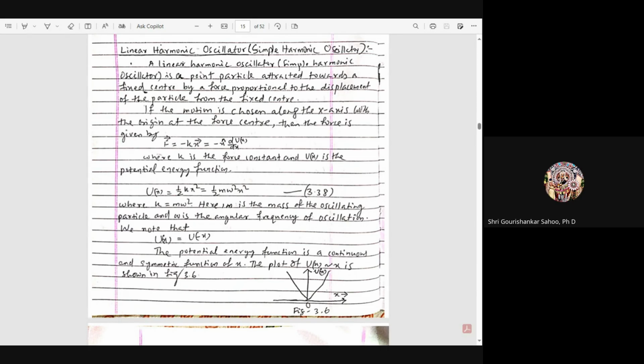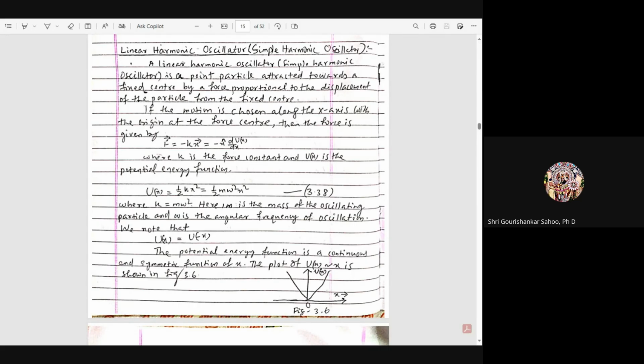A linear harmonic oscillator or simple harmonic oscillator is a point particle attracted towards a fixed center by a force proportional to the displacement of the particle from the fixed center. If the motion is chosen along the x-axis, one-dimensional, with the origin at the force center, then the force is given by F vector equal to minus k x vector, which is equal to minus x cap du/dx, where k is the force constant and u is the potential energy function.